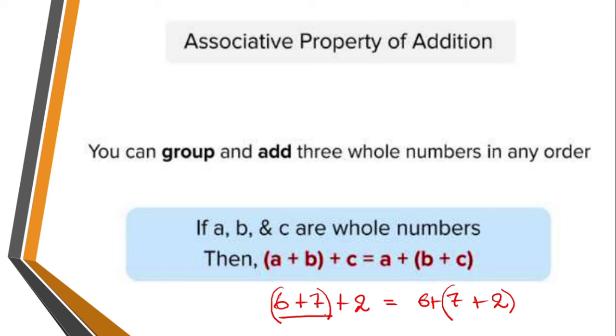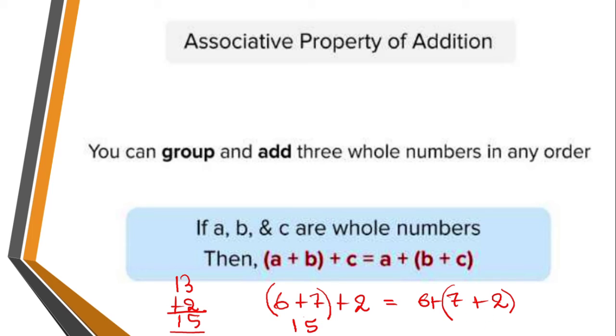So 6 plus 7 is 13. Now if we do 13 plus 2, so 3 plus 2 is 5, and 1 will come as it is. So we will get our answer as 15. So our answer will be 15.